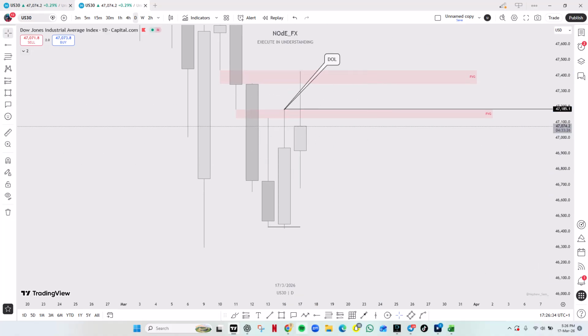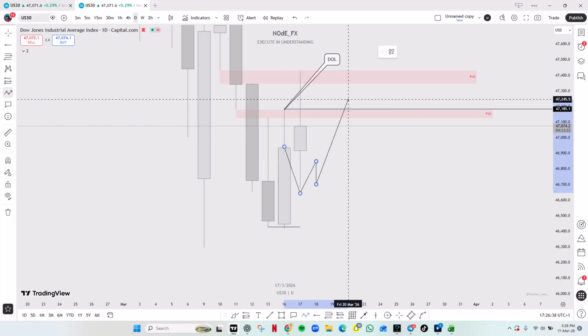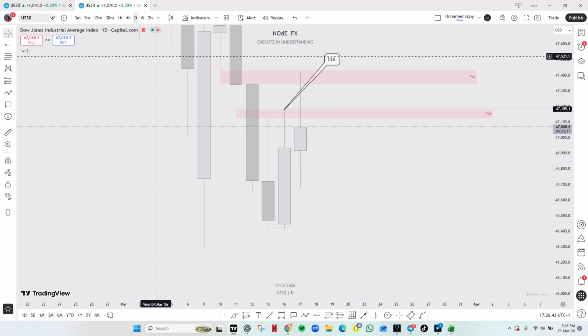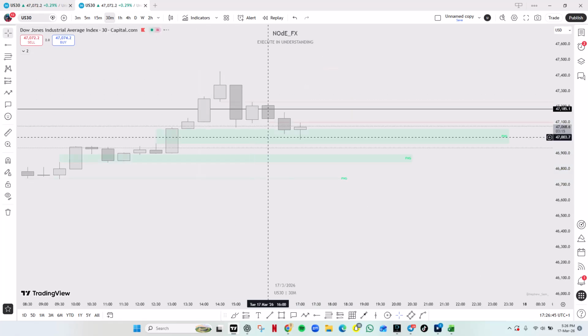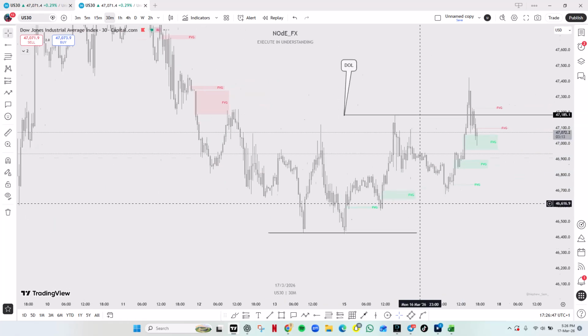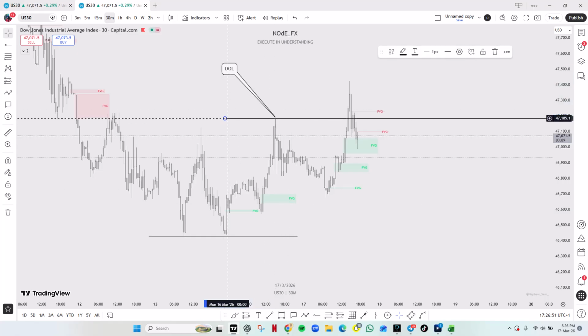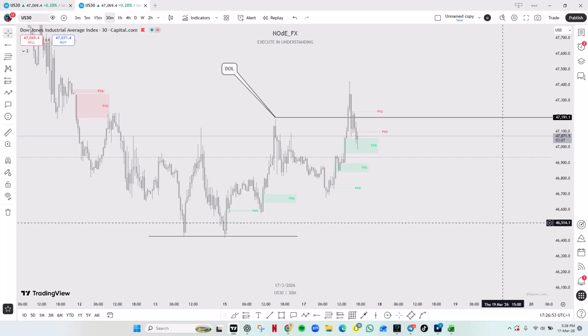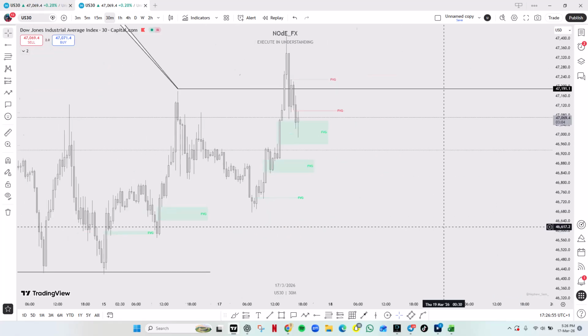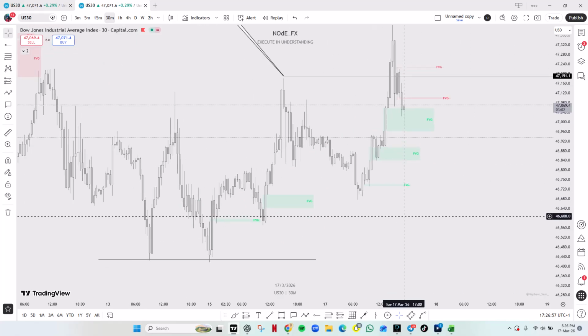So obviously in anything we're doing, we have to look for demands that can pick up price and take price to the finish line, and basically that's what we're doing. Now the next thing I did, after having my target here, which is this high, I went down to my 30 minutes time frame to identify my POI.